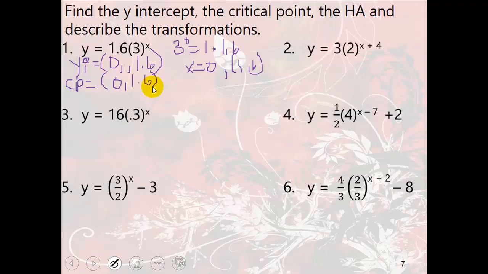The horizontal asymptote is always y equals k. In this case, we don't have anything being added or subtracted, so we have y equals 0. And the only transformation is that it's stretched, because a is 1.6. Okay?